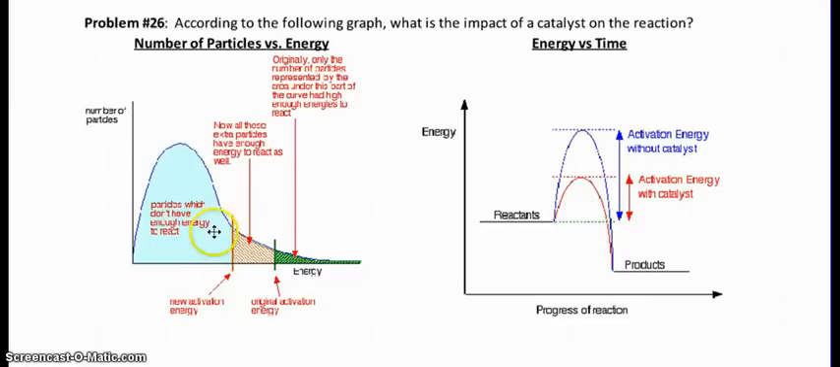So if I were to integrate, ooh, there's a calculus term for you, if I were to integrate the area underneath the curve, that'd be the total number of particles that don't have enough energy to react. That's a big amount. Right here are the extra particles that do have enough energy to react as well. So this is the new activation energy with the catalyst, and the green is originally only the ones that were able to have enough energy to react.